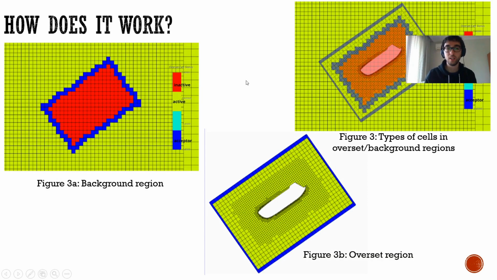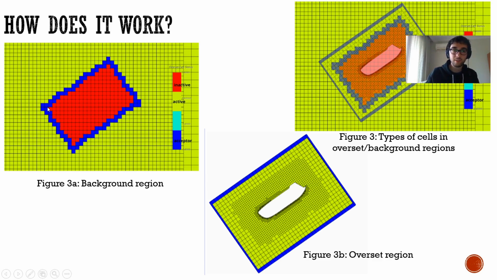Okay, so again, in figure, this should be 4, I'm sorry. In figure, anyways, let's proceed with figure 3. You can see the whole region, which consists of the background and overset regions combined. So the active, inactive, and acceptor cells you can see here: acceptors are in blue, active are in green, and inactive are in red. So if you would like to see only the background region, we can see the inactive cells here, and then the acceptor cells in blue.